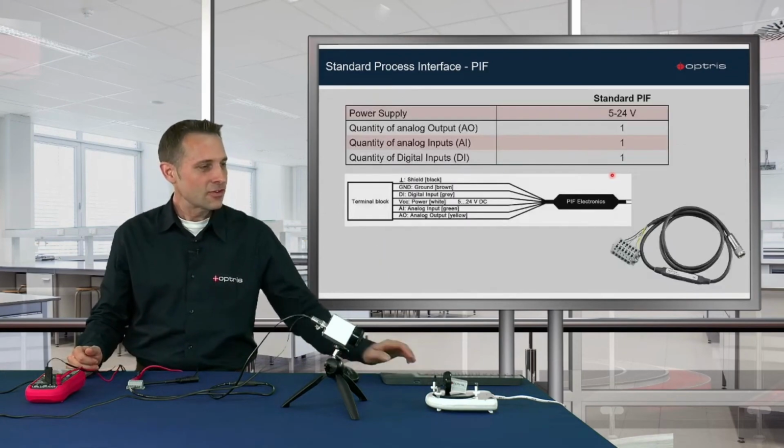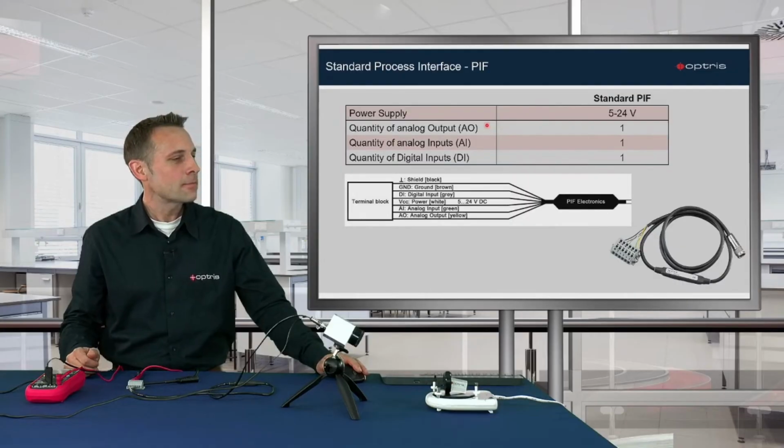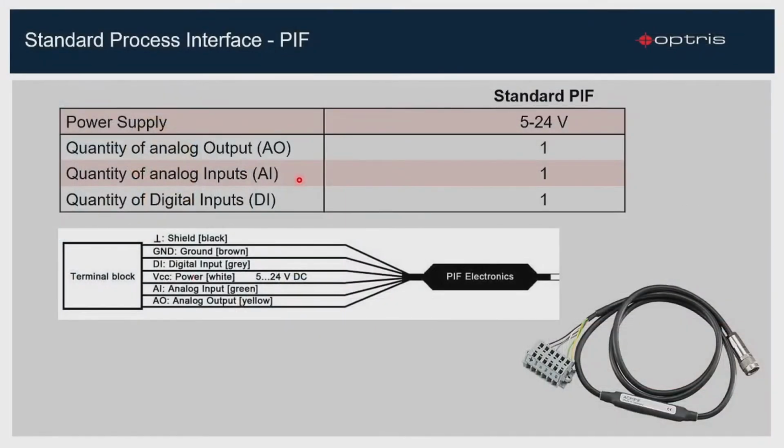Now let's have a look at the specification of the standard process interface. You have one analog input available, one analog output, and one digital input. It's important to know that you have to use an external power supply of 5 to 24 volt. The connector block has several cables with several colors, and in the drawing you can see that each color has its own input or output function. You can also see the power supply cable as white and brown cable.